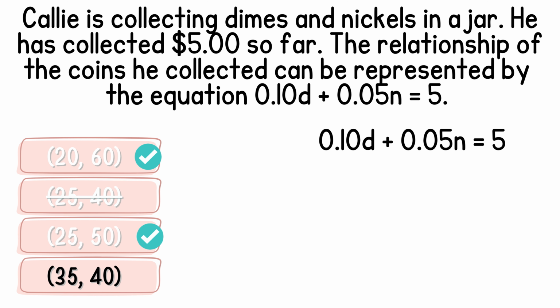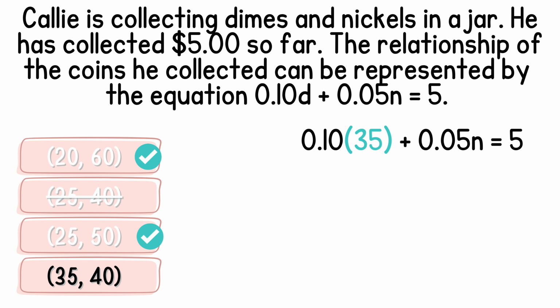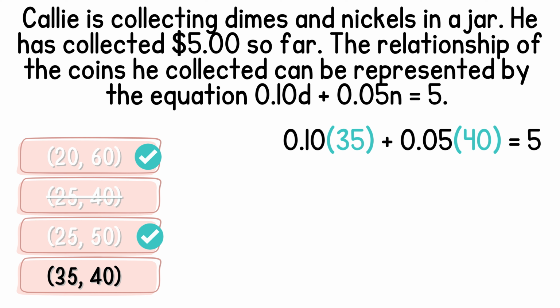Now let's try our last option of 35 dimes and 40 nickels. D becomes 35 and N becomes 40. Multiplying gives us 3.5 and 2. So when we add these together, we get 5.5 and not the 5 that we wanted. So this will not be a solution.